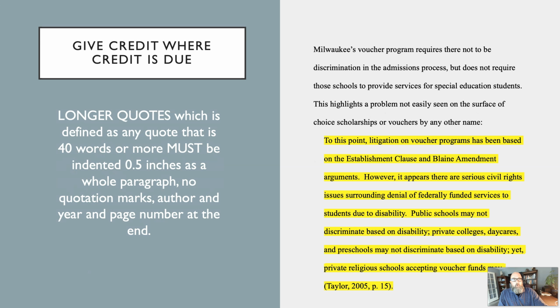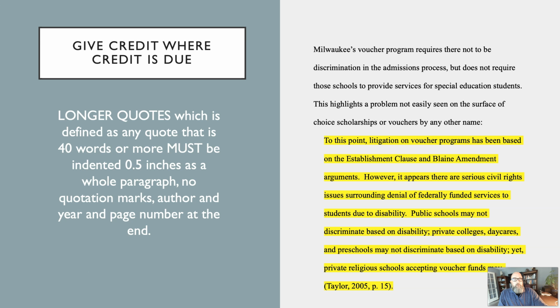What if it's a longer quote? All right, if it's longer, which is any quote that is 40 words or more. So if it's 39 words, you don't do this. If it's 40 words or more, then you follow this process. And look at the example that's given to you right here. Longer quotes must be indented a ½ inch as the whole paragraph, not just the beginning. And you don't use quotation marks, because by indenting it like that, we know that it is a quote.